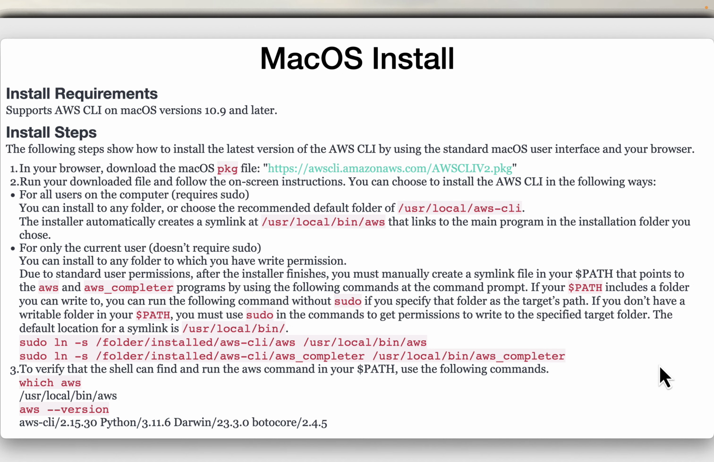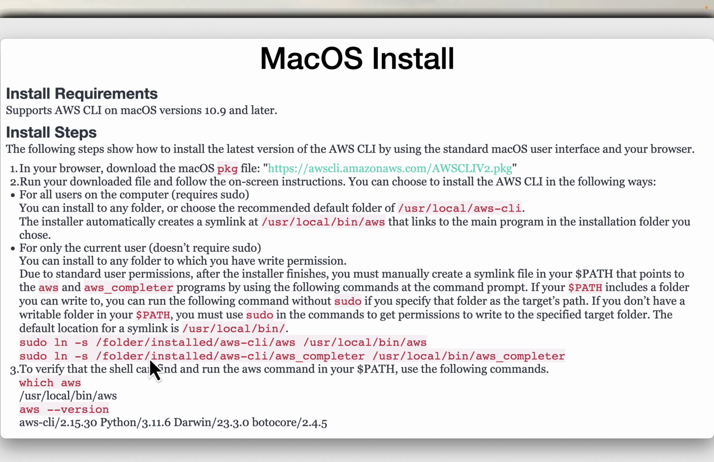Coming to Mac OS, just search for Mac OS CLI installer. You will see all three options, Mac, Windows and Linux. So just download the installer. It's GUI based. There are two options. You can install for all users, but this requires sudo, or you can install just for yourself, for the current user. The recommended default folder is /usr/local/aws-cli, and the installer creates a symbolic link at this location, but the installation location is this. After that you create a symlink. Anyway, this will be taken care of, and it will create the aws and aws_completer programs by using the following commands.